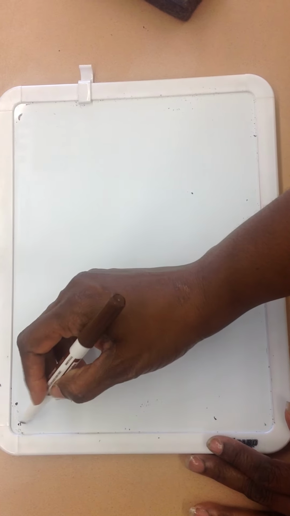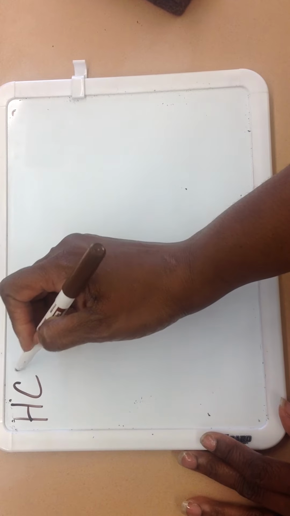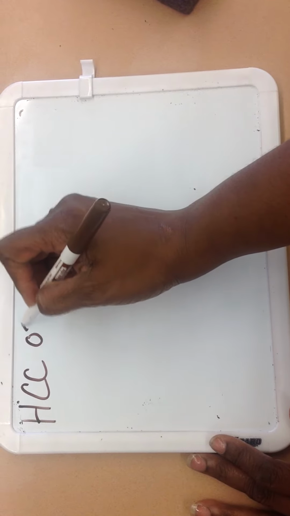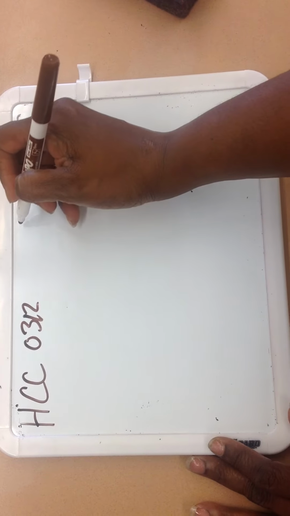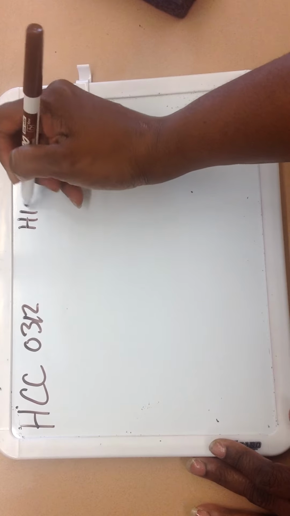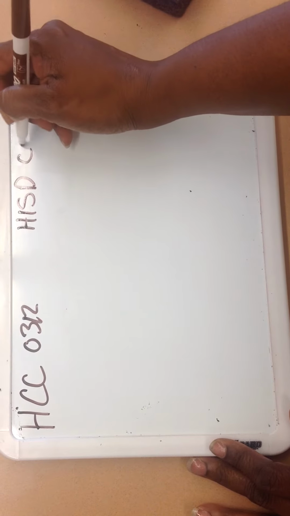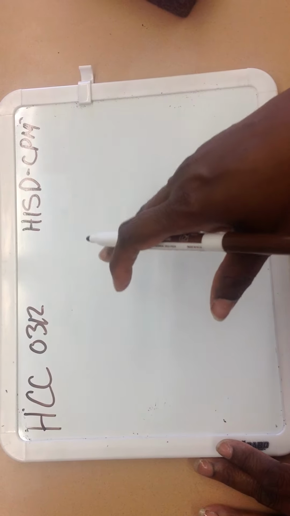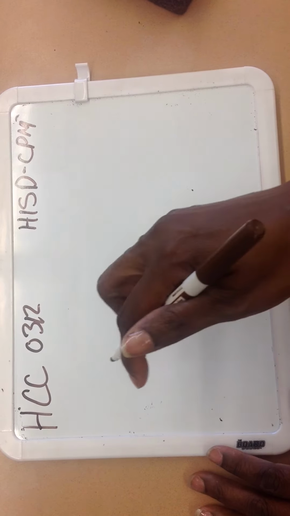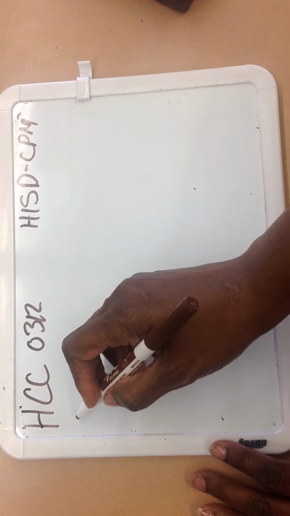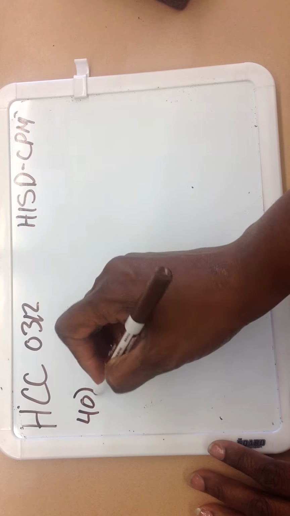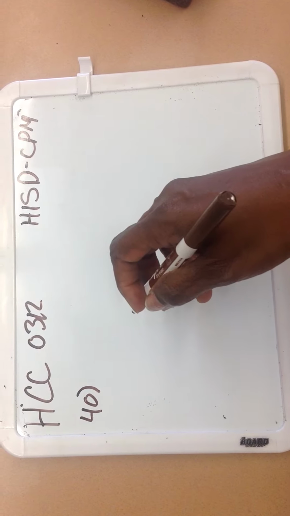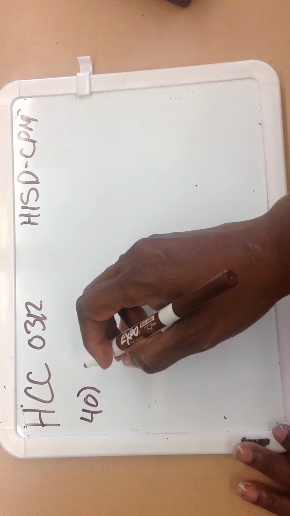Hi, today we're going to be solving problems from the Houston Community College Math Course 0312. It also will help those students taking the HISD test, College Prep Math, as a dual assignment with Houston Community College. We're going to look at the final exam review, and we're going to do problem number 40, one of the problems that you may see similar to that on the final exam.